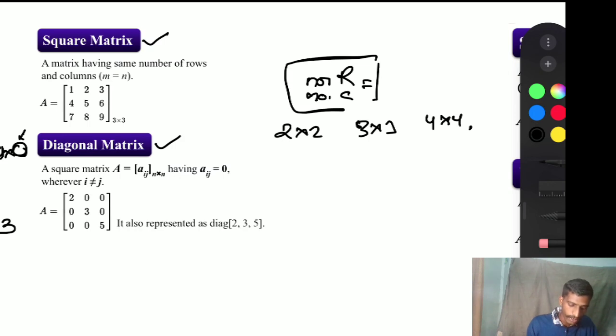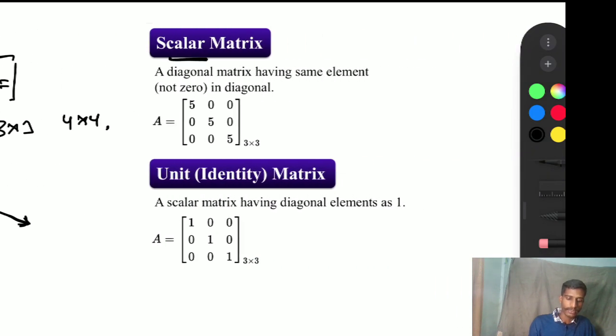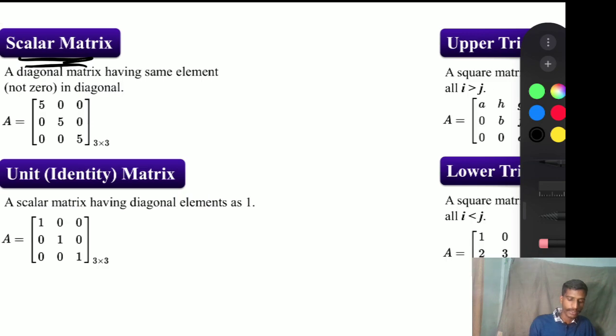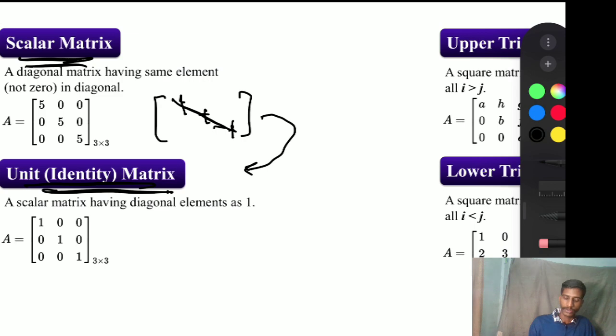Now we'll move to the diagonal matrix. A diagonal matrix is one where the values are in diagonal form. Here 2, 3 and 5 are in diagonal form. If there are equal numbers in the diagonal, then it is a scalar matrix. So what is a scalar matrix? Any matrix whose diagonal values are equal is a scalar matrix. But if the value is 1, then the name changes to identity matrix, also known as unit matrix.